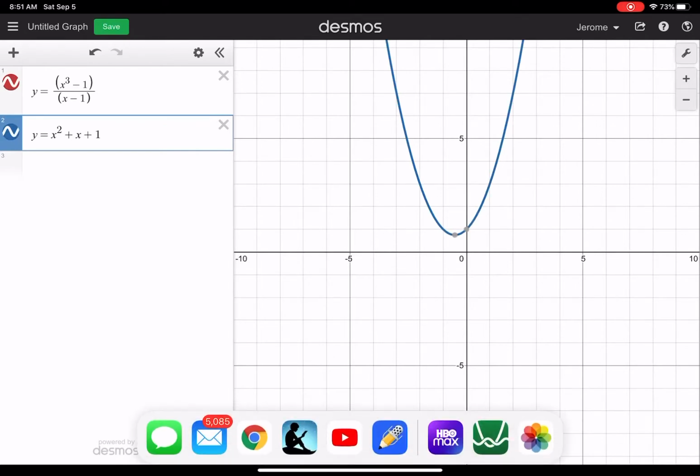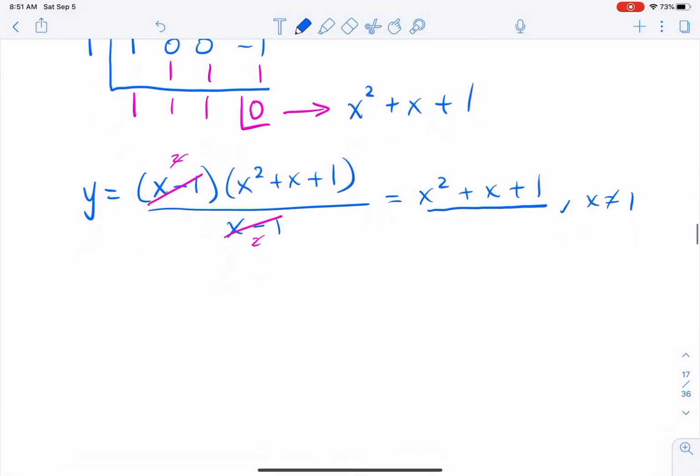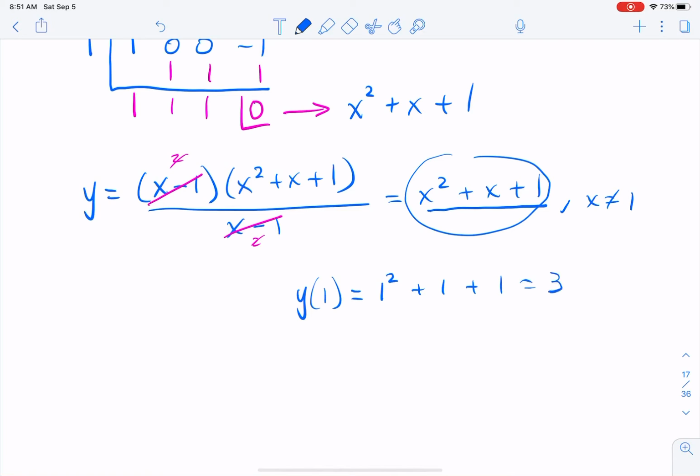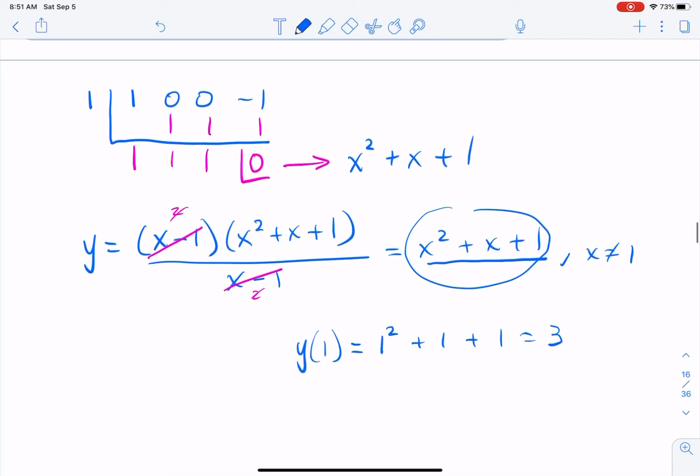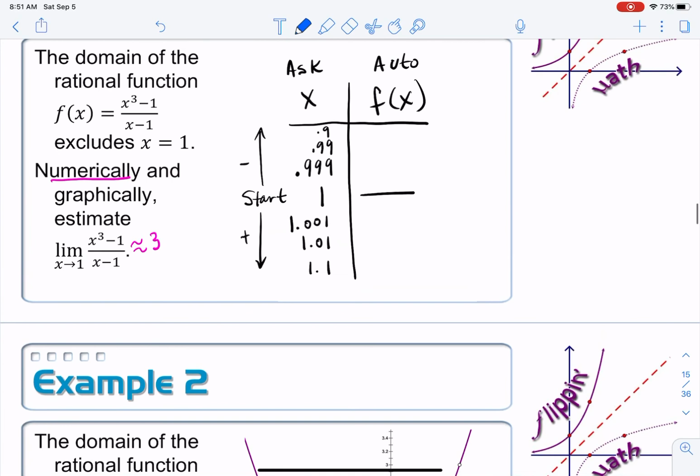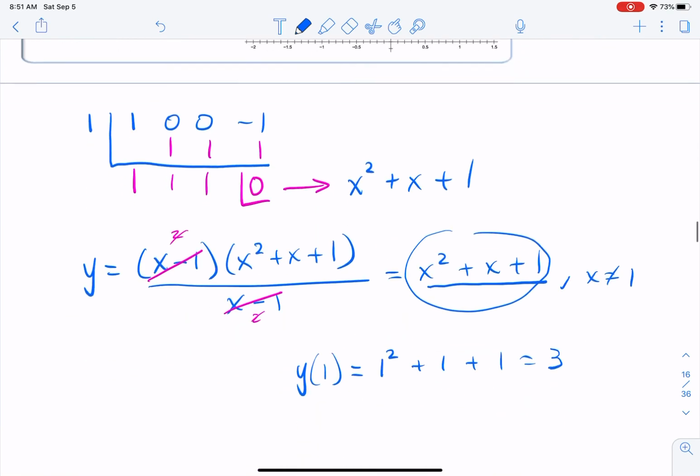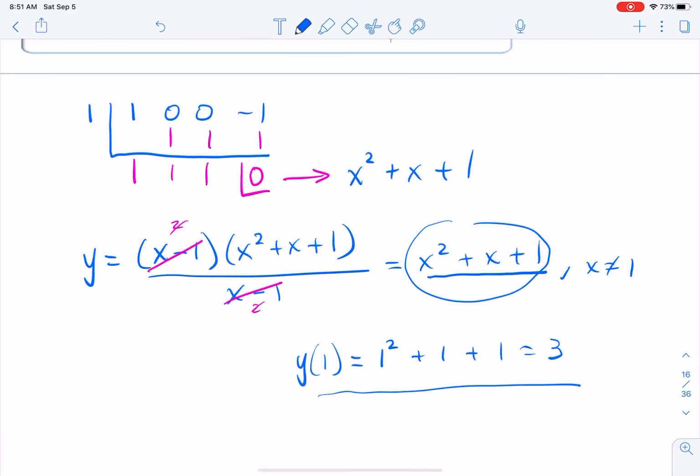So if I wanted to find that hole, all I would have to do is go back to this function here and, let's say I do it in function notation, stick 1 in it. And I would get 1 squared plus 1 plus 1 is equal to 3, which was the value of the limit that we approximated with both the table and the graph, right? So this is the direction that we will head in the next lesson when we're trying to analytically derive the value of a limit.